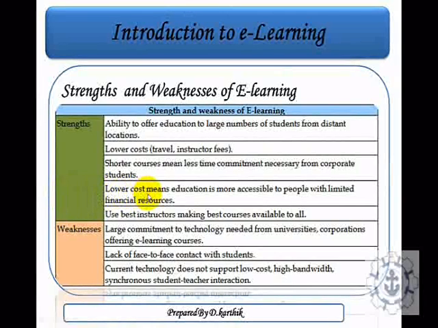Lower cost means education is more accessible to people with limited financial resources. It uses best-in-sector content for making the best courses available to all. We can give more definitions, plenty of definitions for the same concept using the best in sector, which can be available to all.